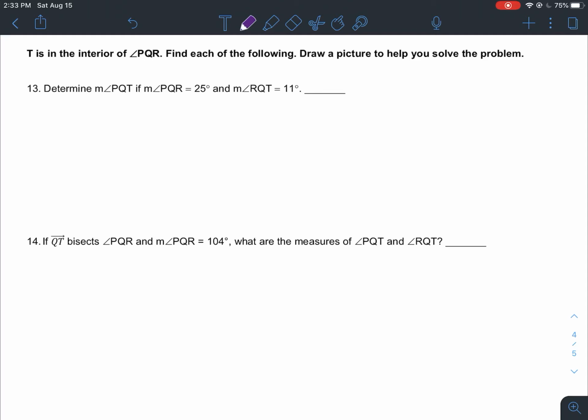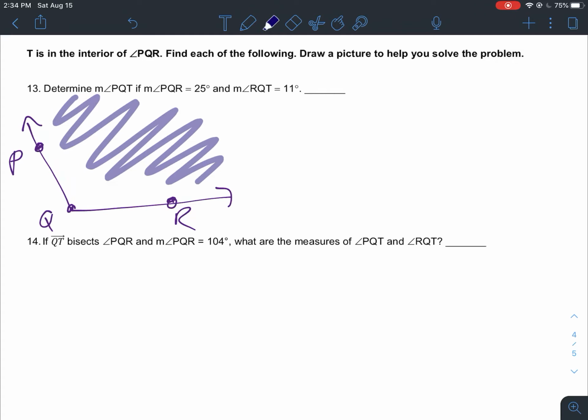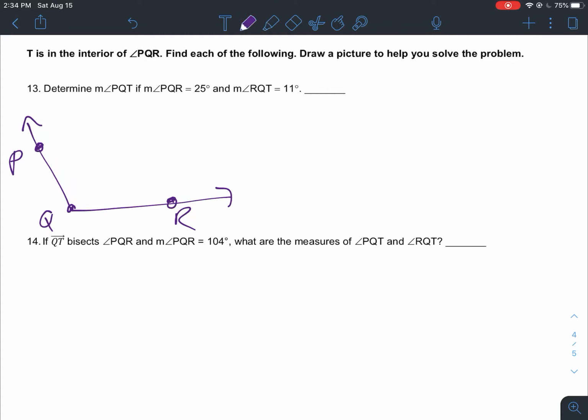All right, for 13 and 14, T is in the interior of PQR. So I'm going to start by drawing that. I'm going to draw angle PQR. Now, important to know here, which letter is the vertex, the one in the middle? That's Q. Does it matter where P and R go? No. Put P over here and R over here, or you could switch those. It doesn't matter. And it says T is in the interior of that. This is the interior of that. So put T anywhere you want in there. How about right there?